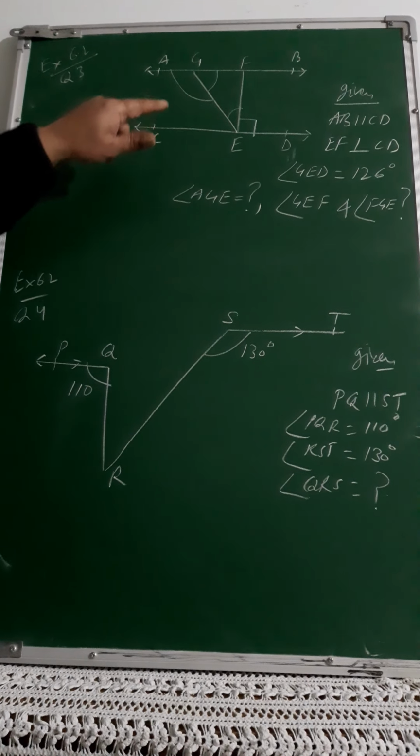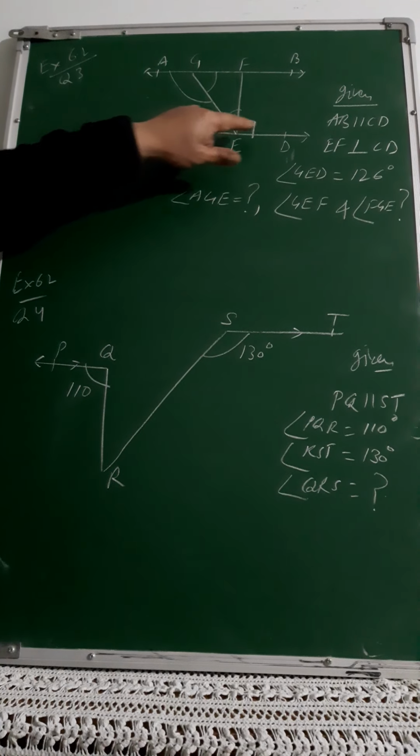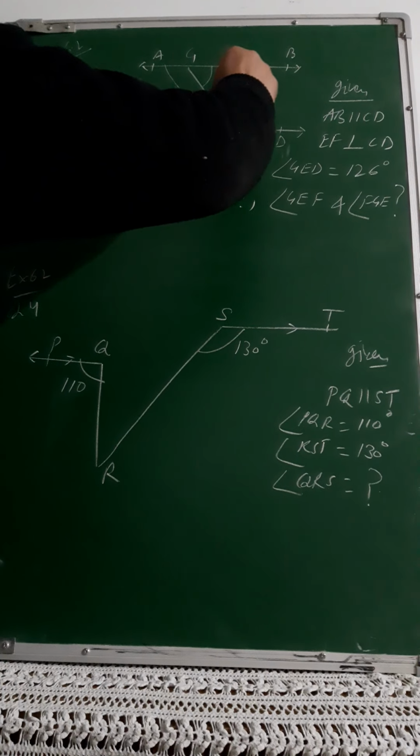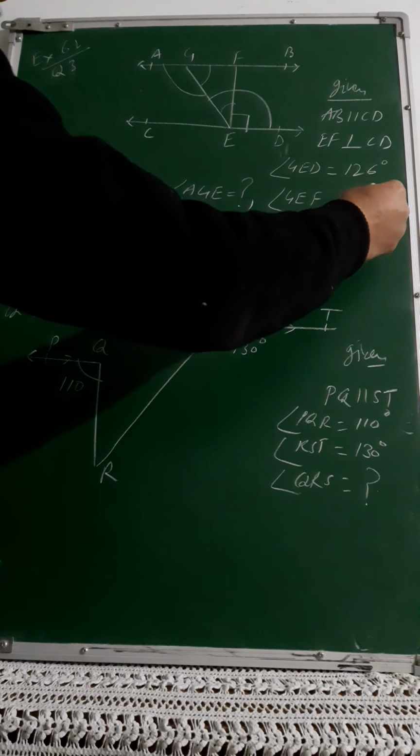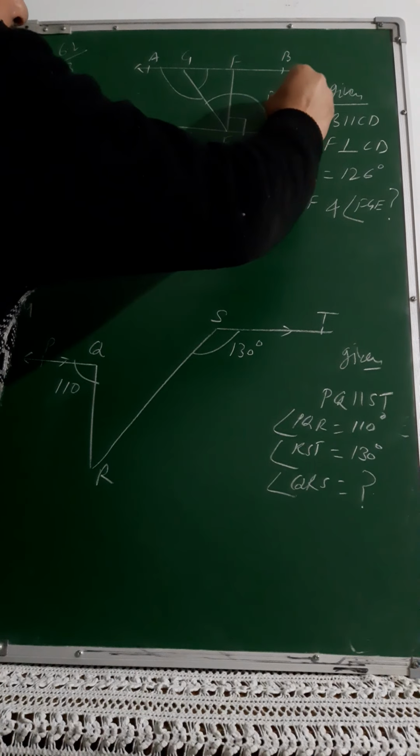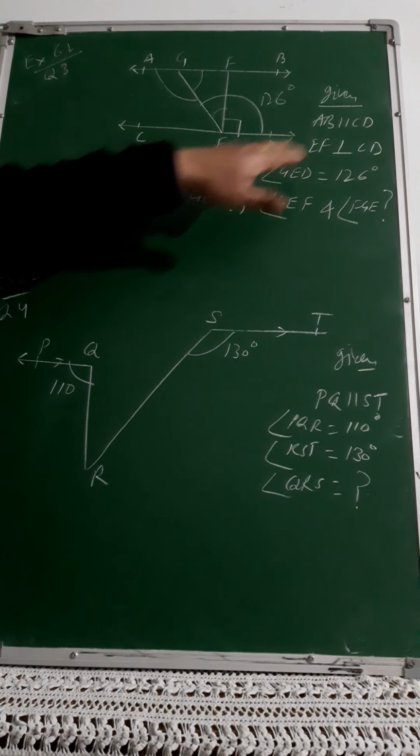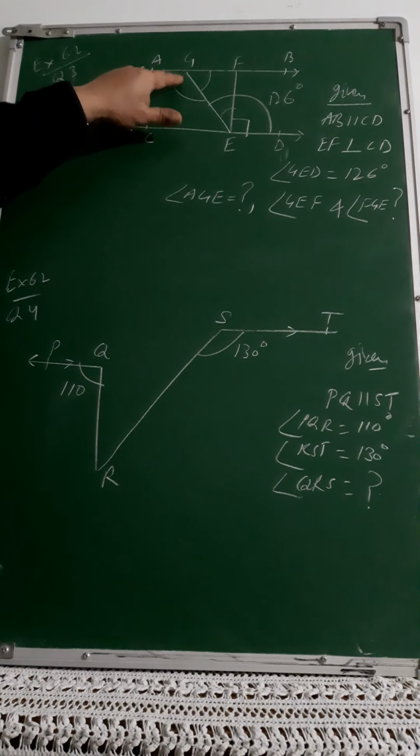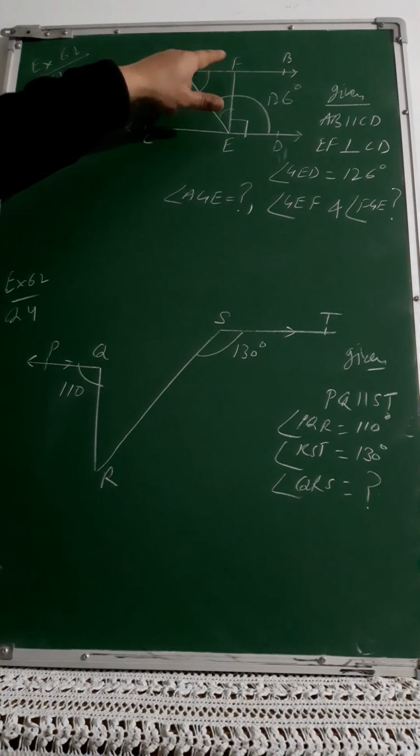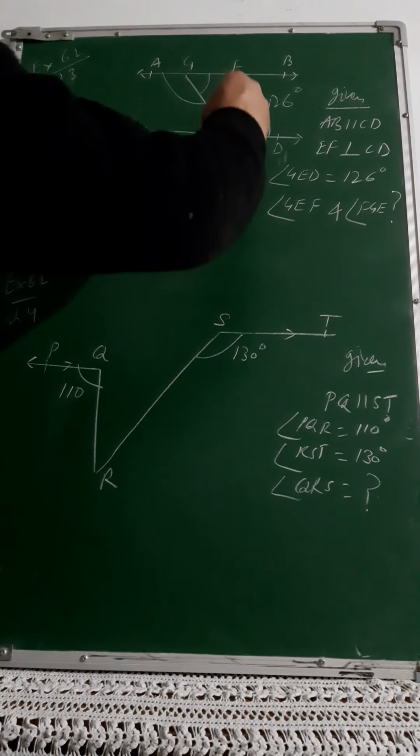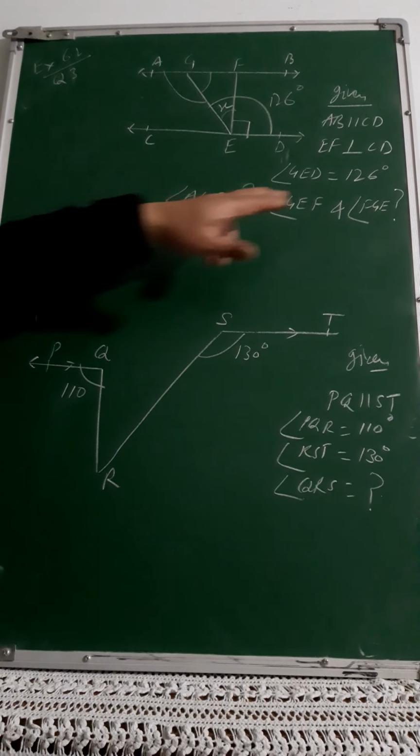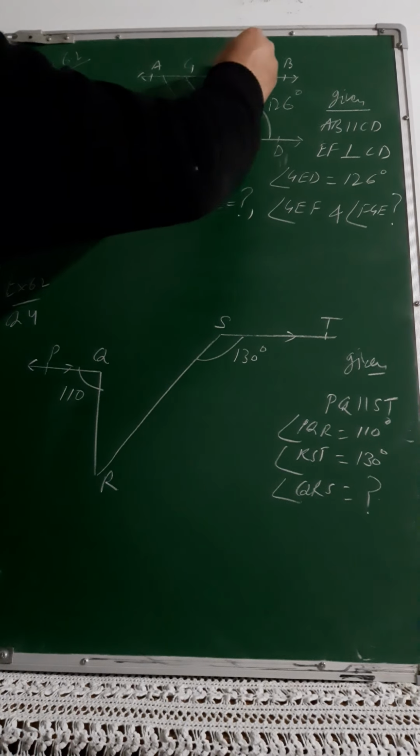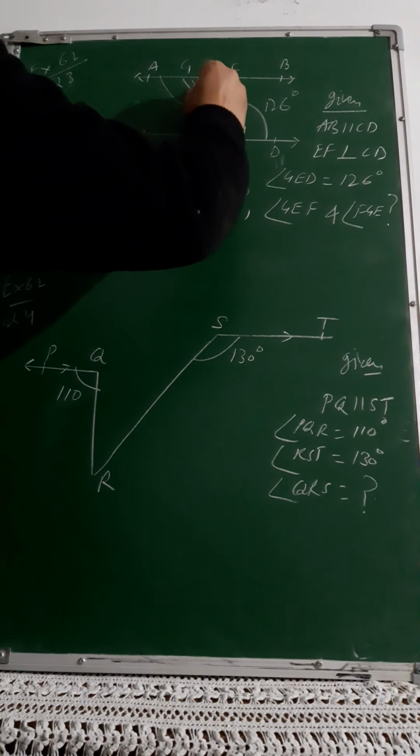This angle GED, you can mark this angle GED, this whole angle is given equal to 126 degrees. On the basis of this information, you need to calculate the value of angle AGE. Then GEF, suppose I write X as the value of X, and FGE is Y.